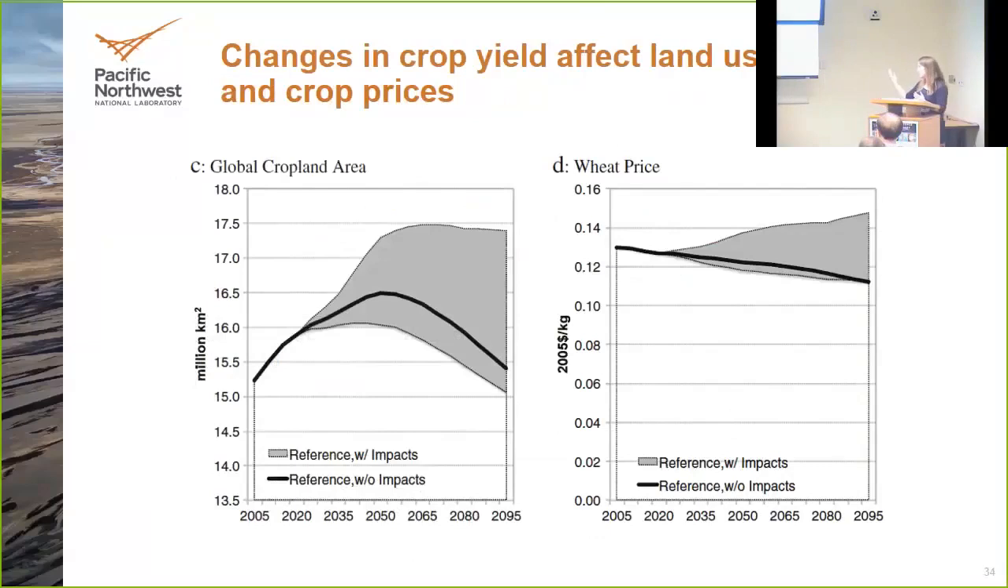And so what we see here is a price response that's the inverse of the yield response, or of the cropland area response. So when yields go up, prices go down. When yields go down, prices go up. And that can actually trigger your demand system, where you might actually get dietary change. If prices change enough, people will change what they eat. These changes aren't big enough to notice it here.